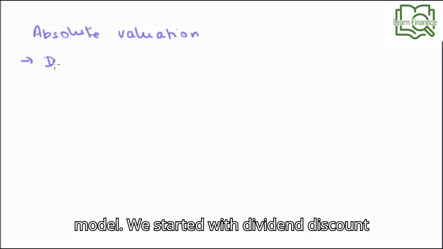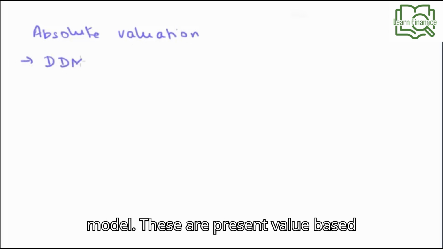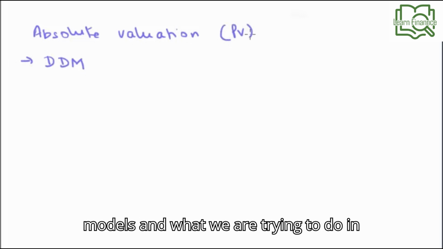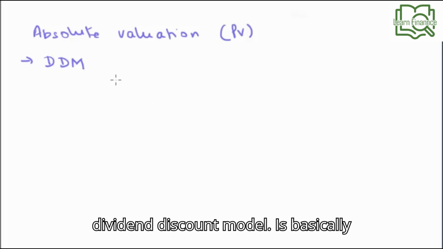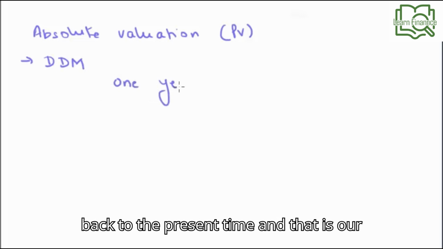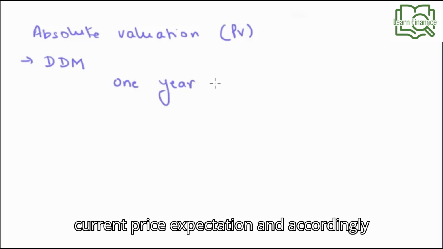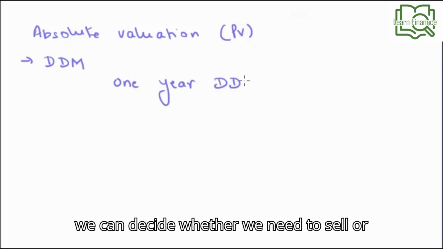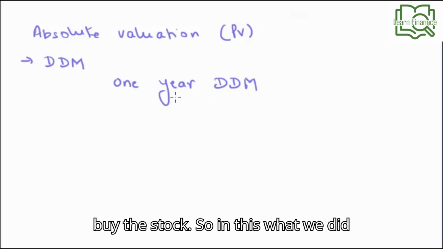We started with the dividend discount model. These are present value-based models, and what we are trying to do in the dividend discount model is basically discount future dividends and bring them back to the present time, and that is our current price expectation, and accordingly we can decide whether we need to sell or buy the stock.